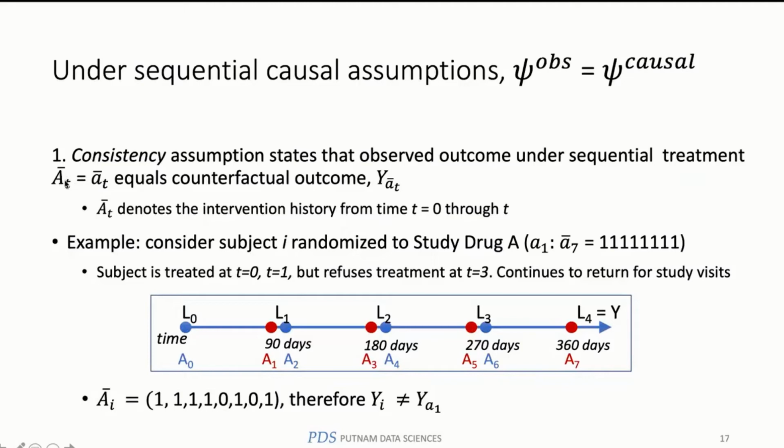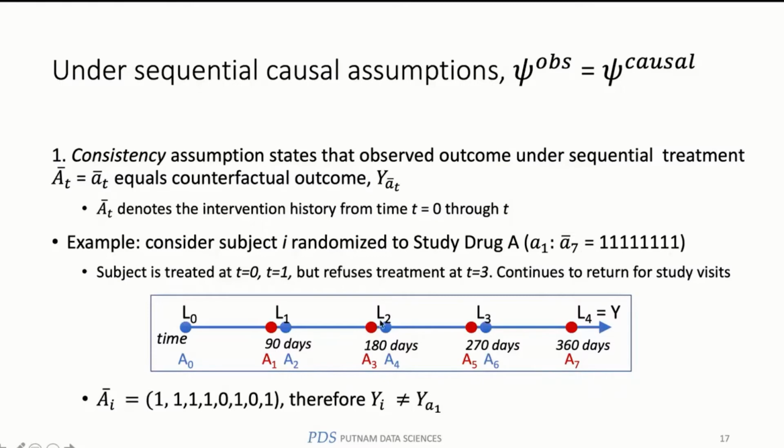So the consistency assumption says that if the observed treatment series equals the one of interest, then the observed outcome is going to equal the counterfactual outcome under that regime of interest. It's just better if I go to the example. Consider some subject i who is randomized to the study drug A. So their regime of interest is that their history from time 0 through node 7 is all ones because they're randomized to the study drug.